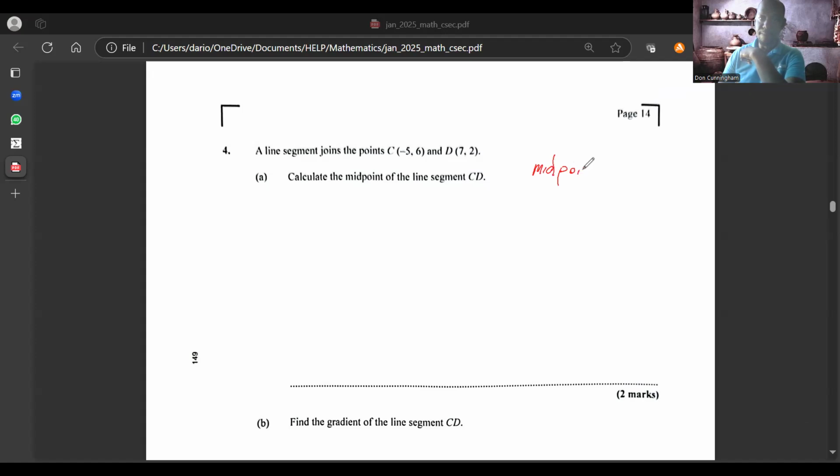So bracket x1 plus x2 below, divided by, it's midpoint, so it's divided. Then y2 plus y1 or the other way, because that's how I have it in a look. Yeah, it doesn't matter. Okay. Divided by 2. Divided by 2.